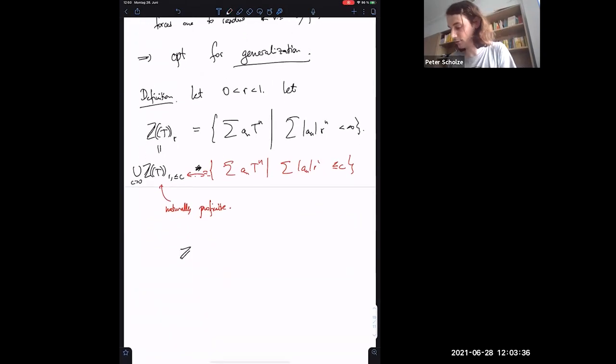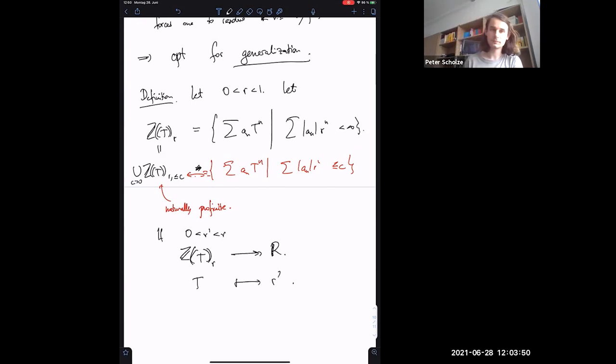And we have a surjection: if zero is less than r' is less than r, then this space of Laurent series just surjects onto the reals by evaluating at r'. And actually, this presents the real numbers as a quotient of this arithmetic ring by some one element corresponding to the choice of r'.